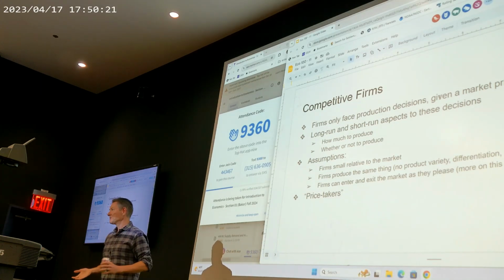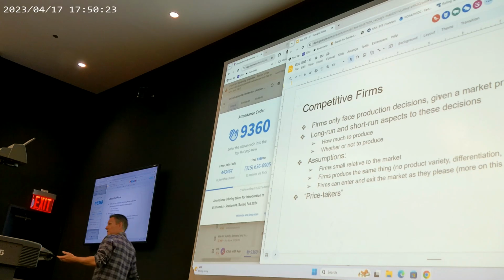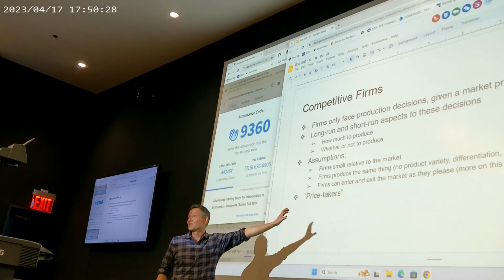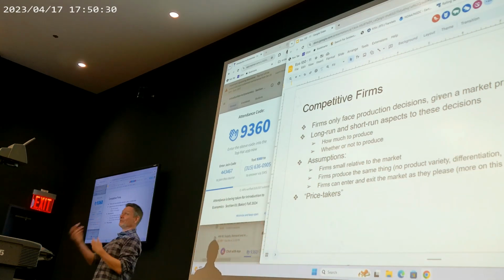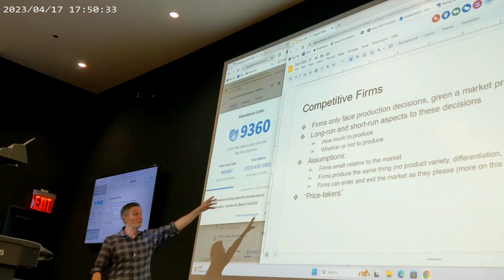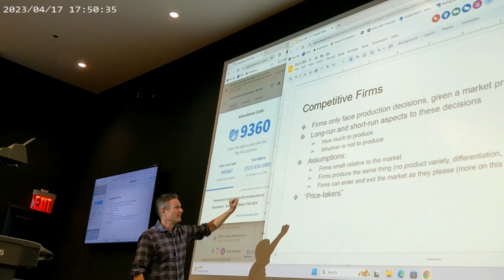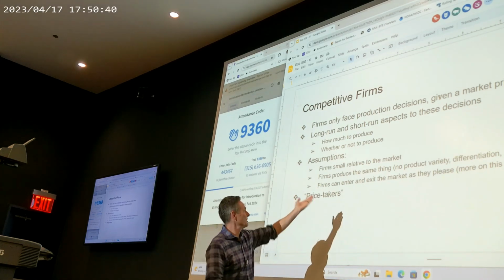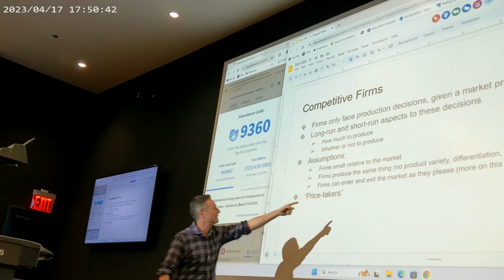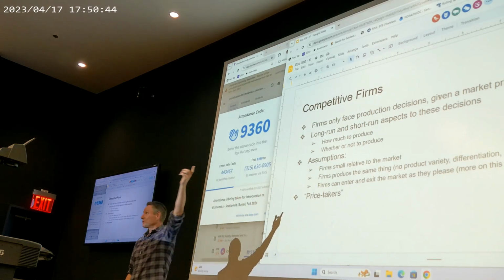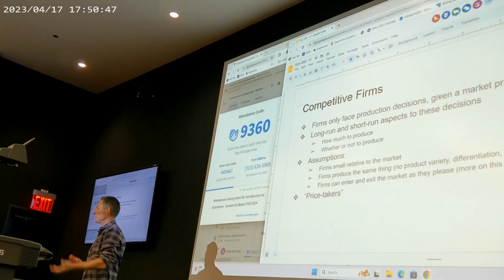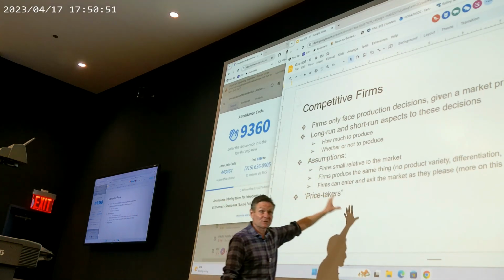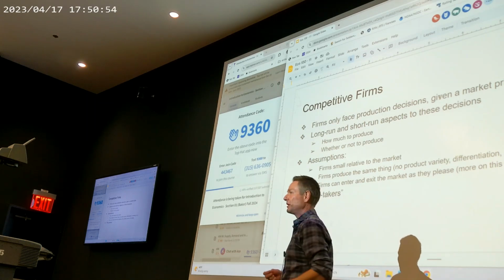So some other assumptions, right. If you look at my last bullet point here, these collective assumptions ensure that firms are price takers, meaning that our model gets even simpler, right? If we assume that firms are very small relative to the market, firms are producing the same thing, and firms can enter and exit the market. Maybe you think about that third point as leading to the first point, right? The fact that firms can come and go as they please means that each firm is small relative to the market. Well, collectively, these assumptions mean that firms just take the market price as given.